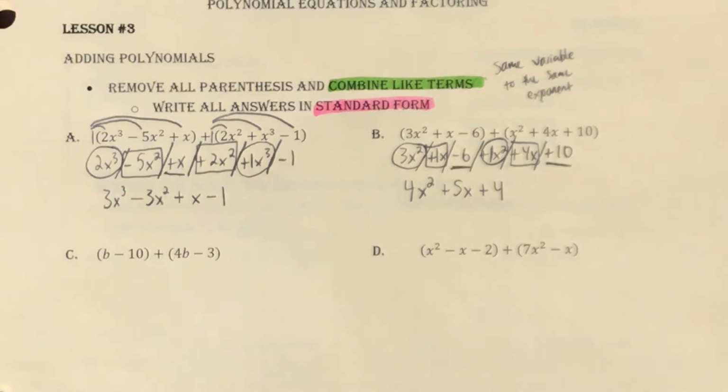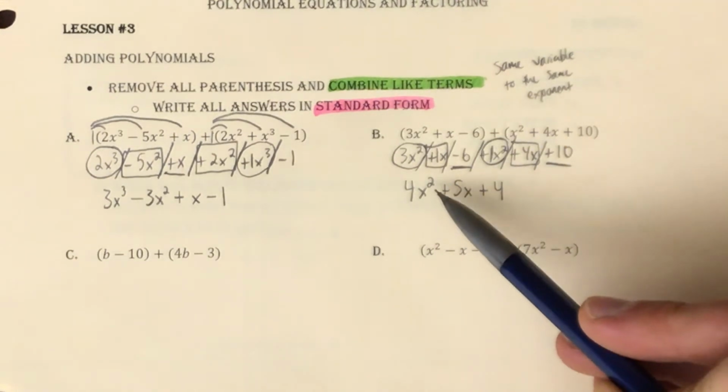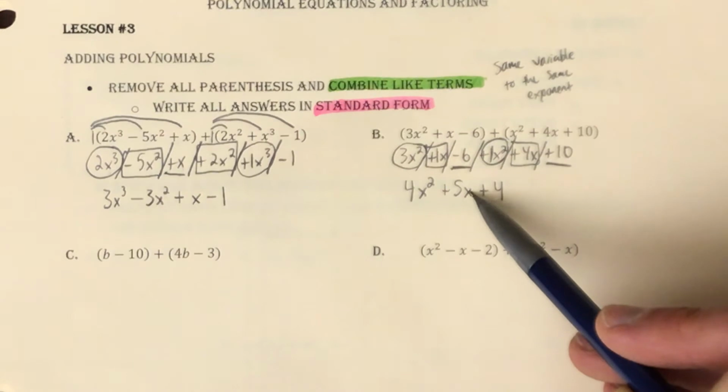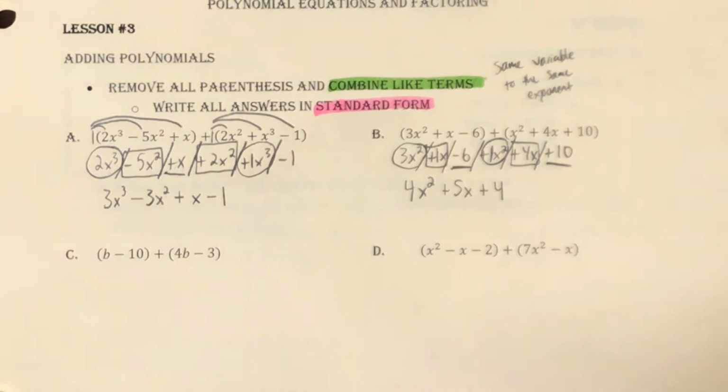So I've combined all my terms at this point that I can, so then I need to look, is it in standard form? So my biggest exponent should be first. It is. My next biggest exponent is next, and then my numbers at the end. So 4x squared plus 5x plus 4 is the result of adding these polynomials and putting it in standard form.